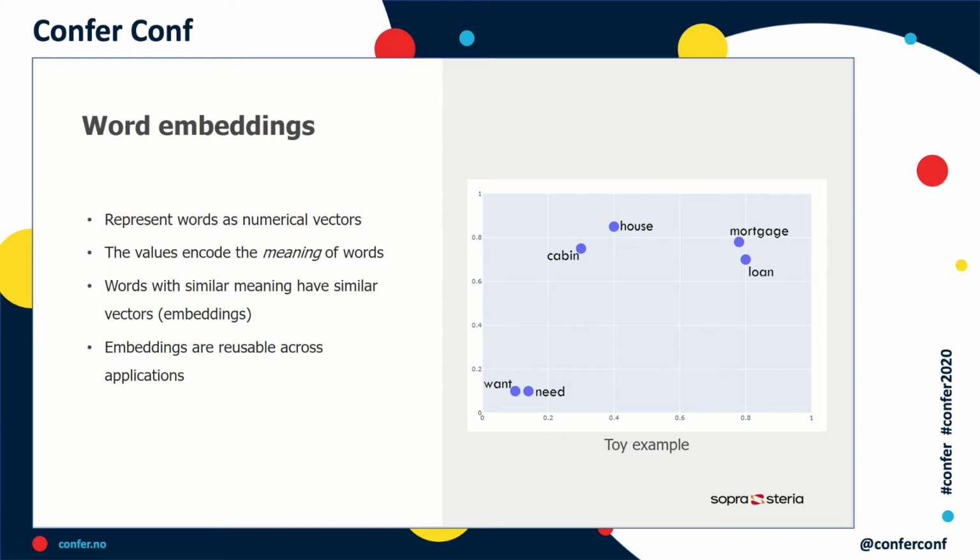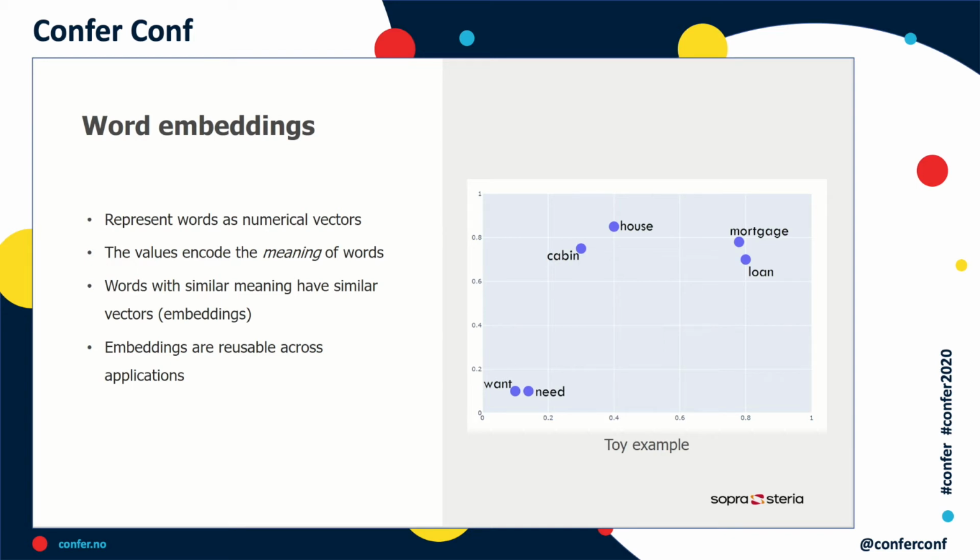So to use this toy example, want and need are two verbs with quite similar meaning, and so they are close together. Mortgage and loan are also quite similar to each other, but they are dissimilar from the two verbs, and so they are far apart to that pair, but close to each other. And if we extend this to the entire language, we can actually do inference and reasoning based just on these embeddings.